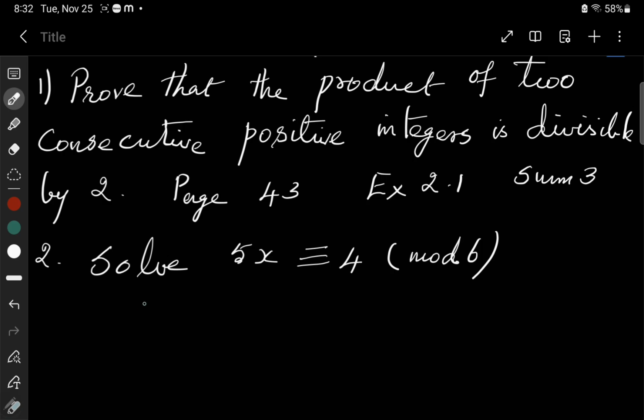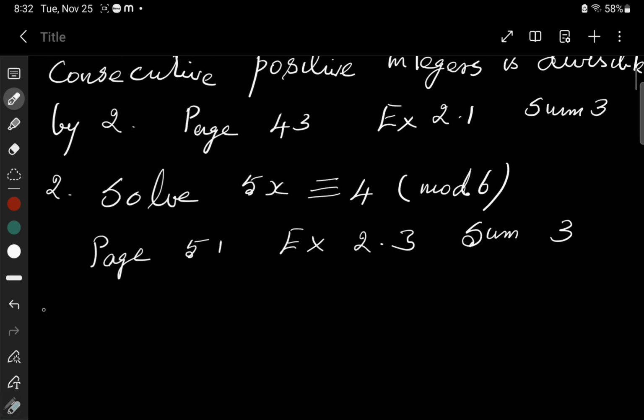See the second sum, solve. 5x is congruent to 4 mod 6. So you have to find the value of x. So it is also in page 51, exercise 2.3. Sum number 3. So you can go through this.